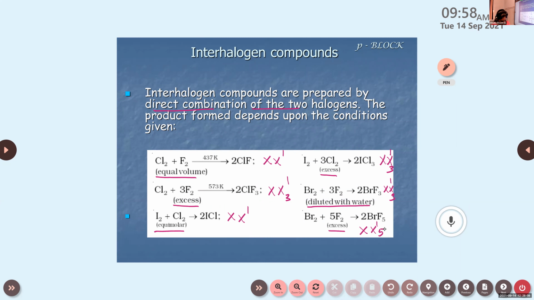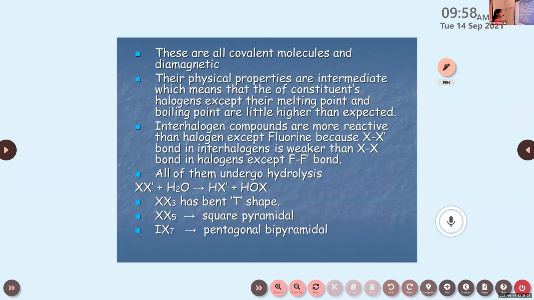So that's about their preparation. Then we are moving to the properties of interhalogen compounds. These are all covalent molecules, with sharing of electrons between the atoms, and they are diamagnetic. Diamagnetic means paired electrons are present. That's why it is diamagnetic.